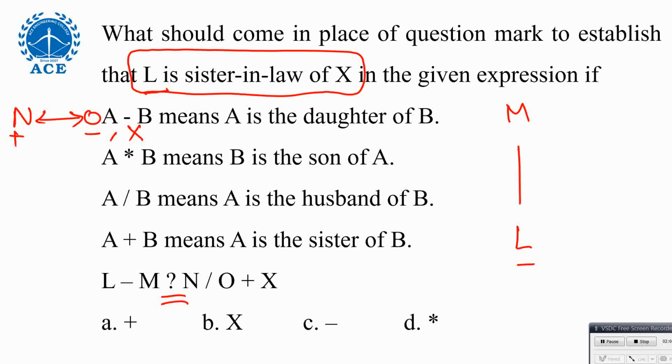L is sister-in-law of X means L and X should be in the same line. Sister-in-law, brother-in-law, sister, brother, all are the same generation. I want X in the same line. Sister-in-law means two things: your wife's or your husband's sister, or your brother's wife. L is already female anyhow. Your brother's wife, so X is not having any brother.